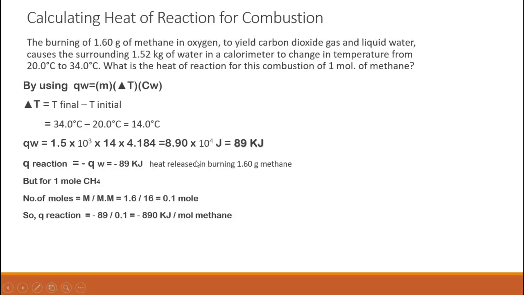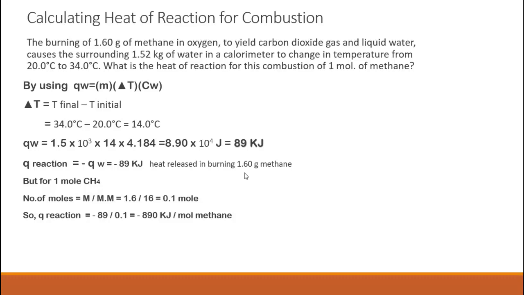We will convert it now to kilojoules, so we divide by 1000, so it will be equal to 89 kilojoules. This is the heat of water. So we can now calculate the heat of reaction, which equals negative the heat of water. So it will be negative 89 kilojoules, and this is the heat released by burning 1.6 gram of methane. Now we wanted to calculate the heat of the reaction just for 1 mole of methane, so we must calculate the number of moles found in 1.6 gram of methane.